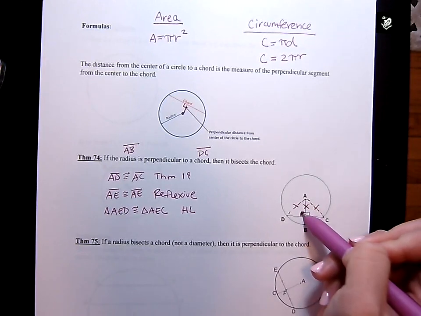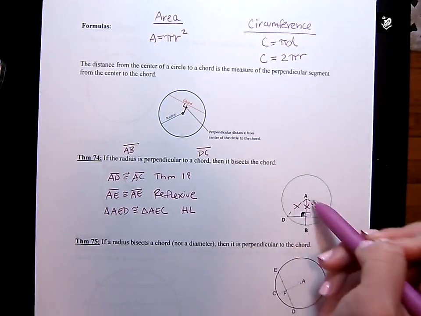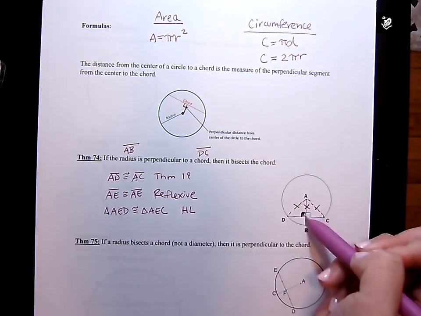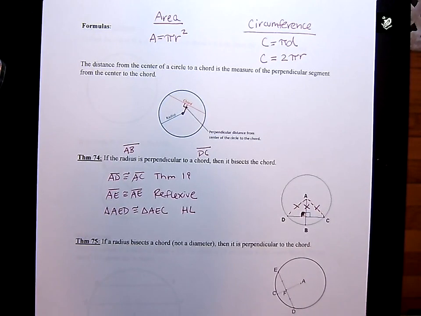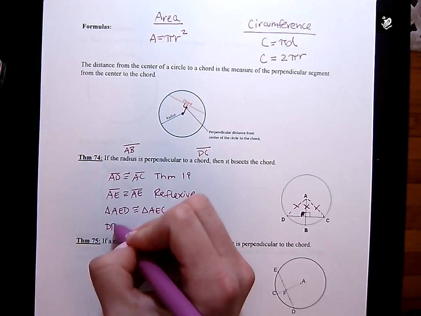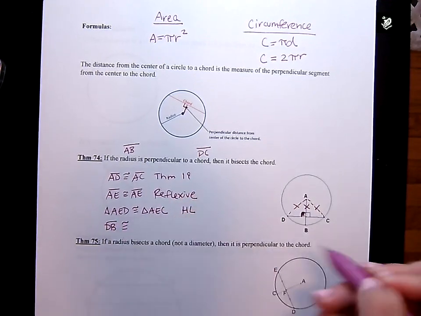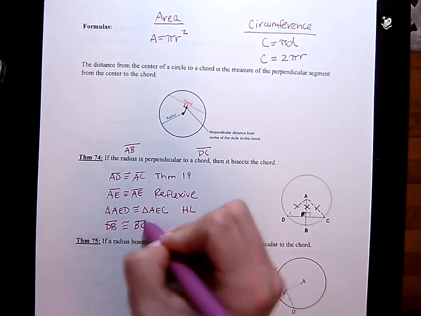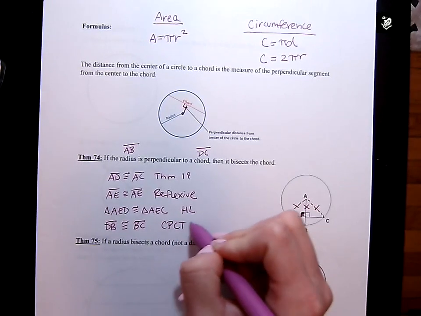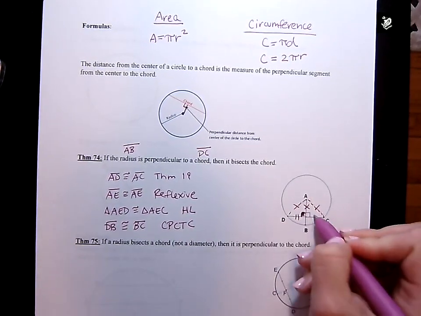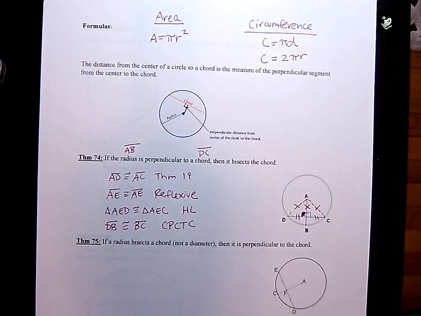Hypotenuse leg. If I have a right triangle and the hypotenuse is congruent, so that would be the radii, and they have a congruent leg, so that's the shared piece, then the triangles are congruent. So therefore, DB must be congruent to BC by CPCTC. So that's how you prove Theorem 74.